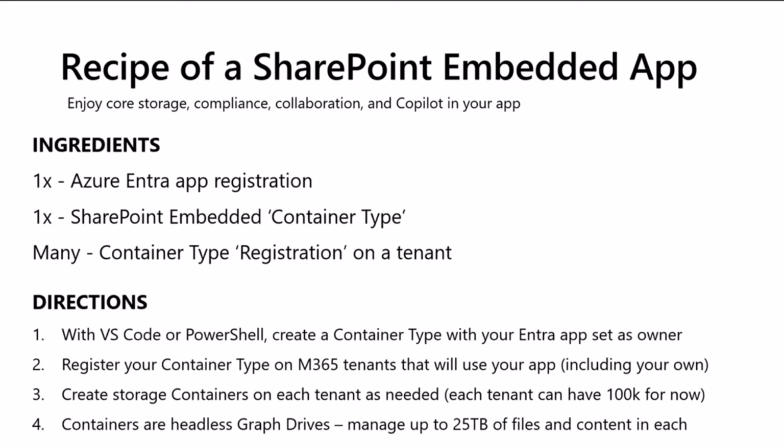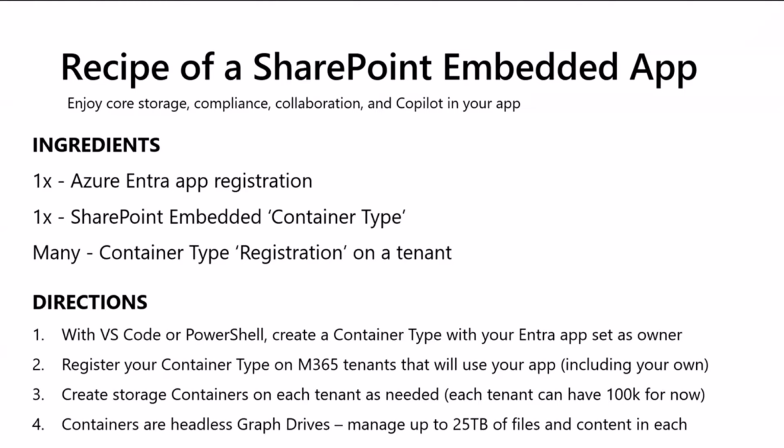And then you register that container type, which is effectively installing it on any tenant that you want to use your app. And so the directions with VSCode or PowerShell, you can create a container type with your Azure Entra app as the owner, and then you register that container type on M365 tenants. Any tenant that you want to use your custom application, you have to register that container type on them. And that includes your own tenant. So if I'm making an enterprise line of business app that I'm just writing for my own local tenant, you still have to register that container type there.